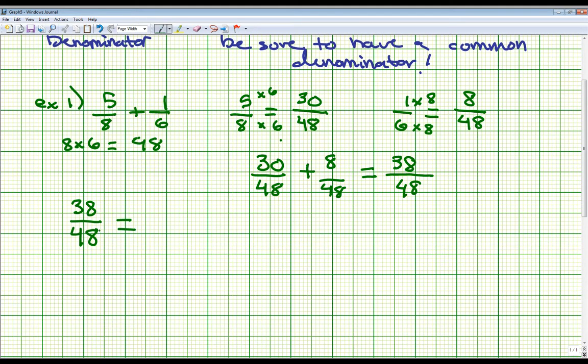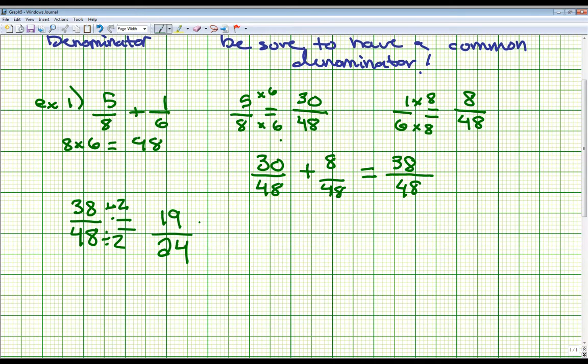So I'm going to simplify. Well, I noticed that 38 ends in an even number and 48 also ends in an even number. So I'm going to divide both the top and the bottom by 2. If I take 38 and I cut it in half or divide it by 2, I end up with 19 on the top. If I take 48 and divide it by 2 or cut it in half, I end up with 24 on the bottom.